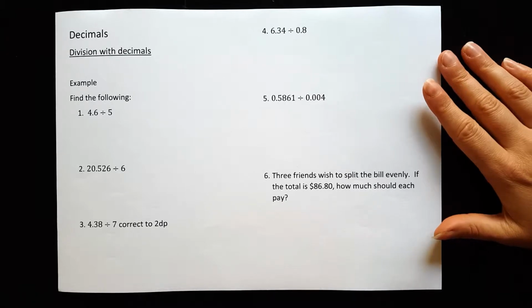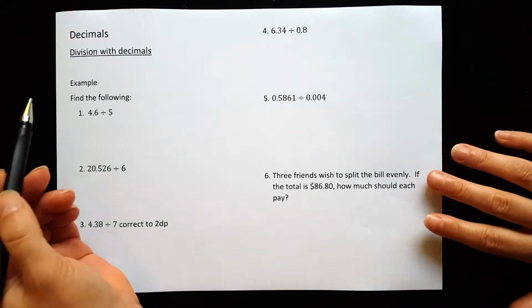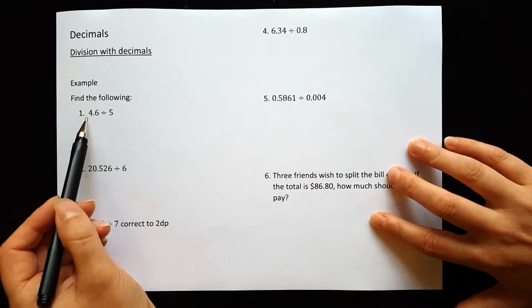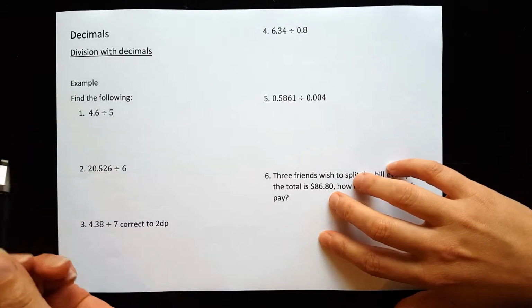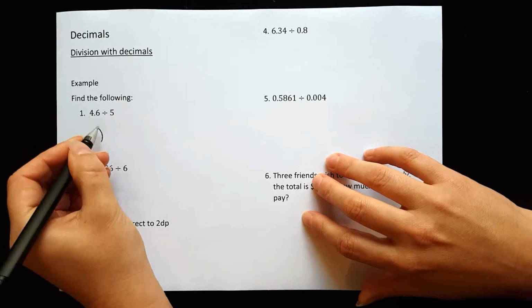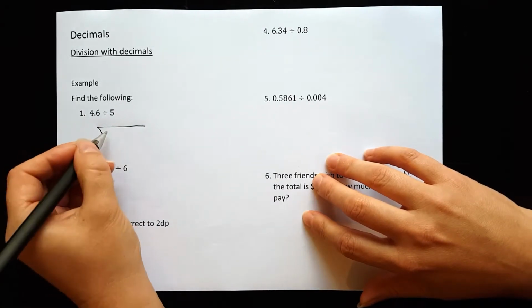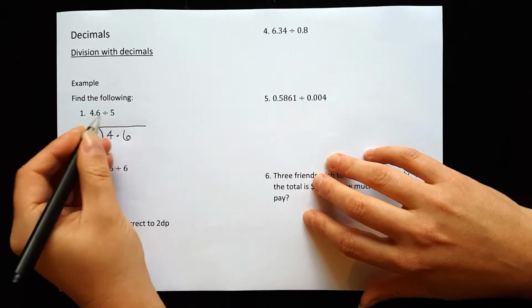Today we're doing decimals and I'm going to be showing you how to do division with decimals without using a calculator. So straight into the examples, we want to find the value of each of the following. First of all, 4.6 divided by 5. What we need to do is write this as a division problem using our big division symbol like that. So we have 4.6 that we want to divide by 5.